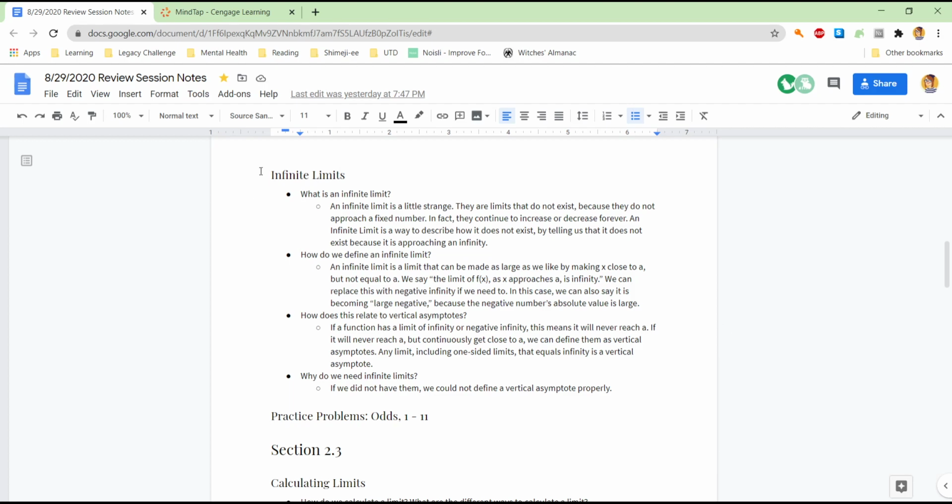So here we have the infinite limits. First of all, what is an infinite limit? We know what a regular limit is, and we know what one-sided limits are. An infinite limit is a limit that actually does not exist because they do not approach an exact number. They continue to either increase or decrease forever. An infinite limit is a way to describe how it does not exist by telling us that the reason it doesn't exist is because it's approaching infinity or negative infinity.